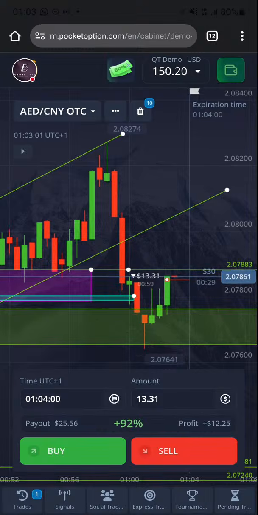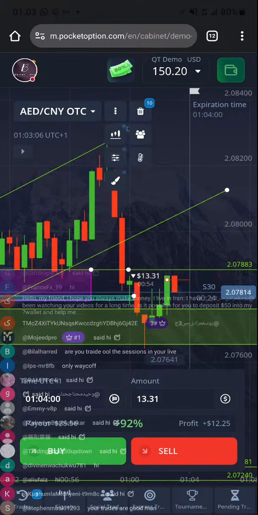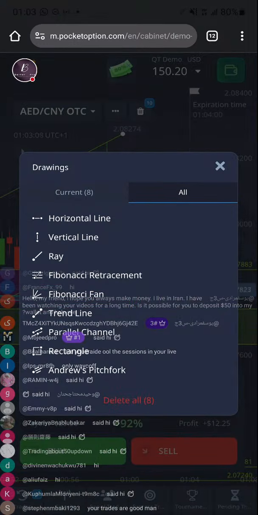Let's go with the sellers here. I'm expecting a pullback over here.